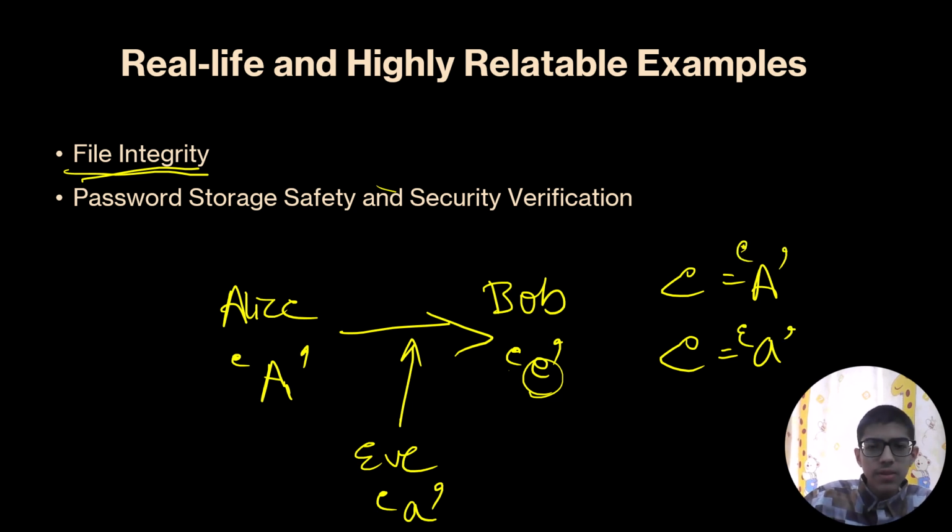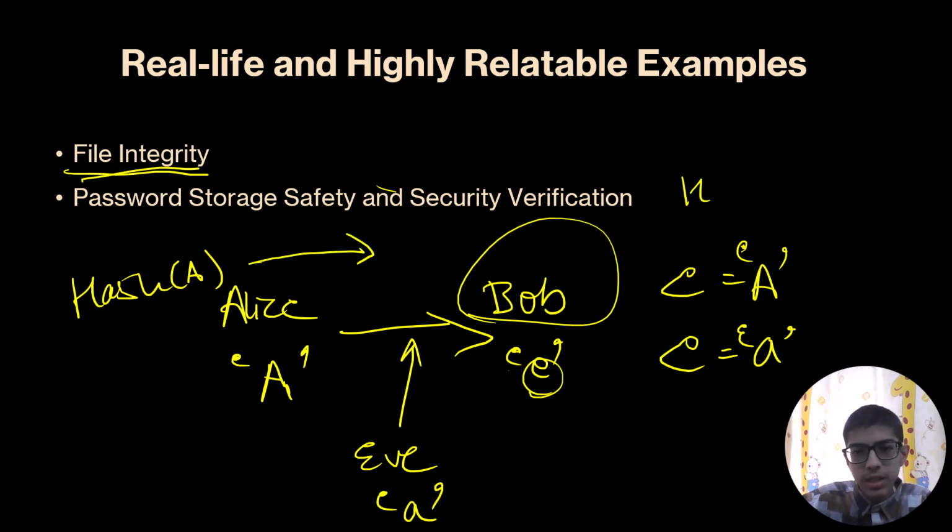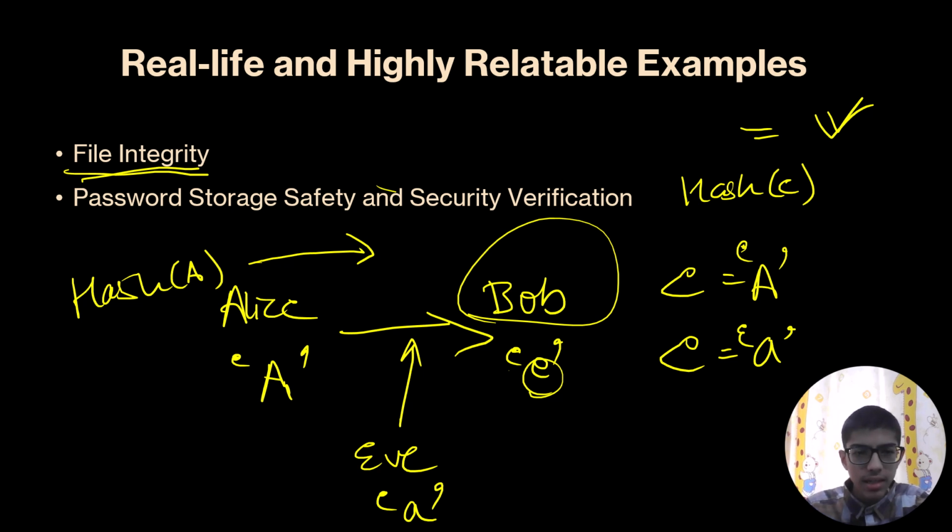For this, first of all, Alice computes the hash of A and Bob computes the hash of E. It is simple. If the hash of A equals the hash of E, then that's the same file that Alice had sent to Bob. If not, then Bob has received the tampered file.